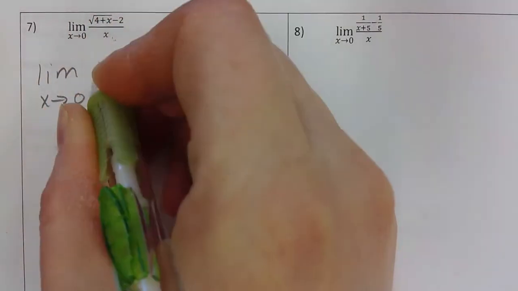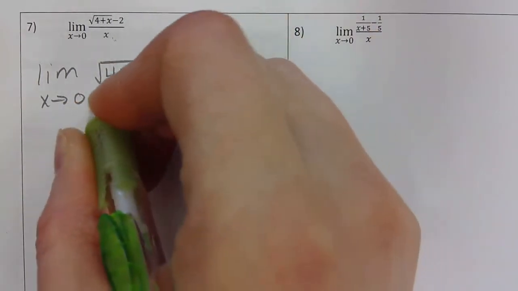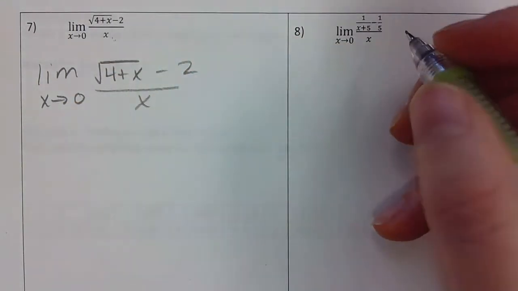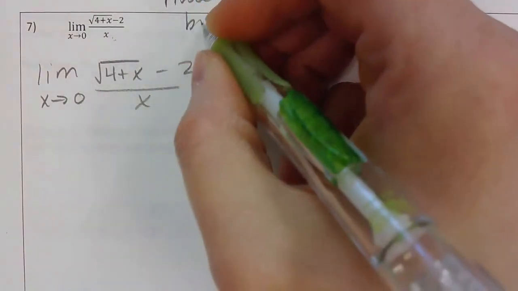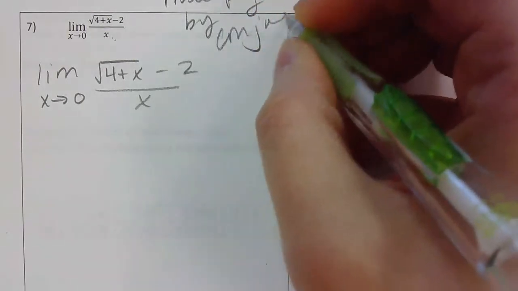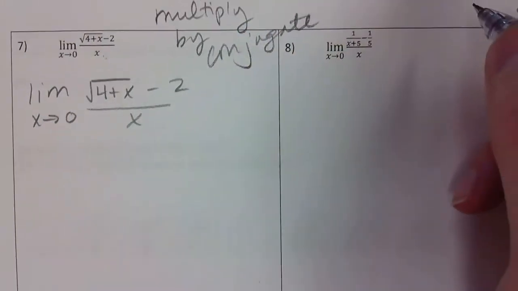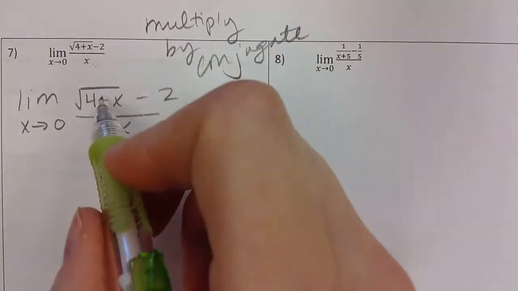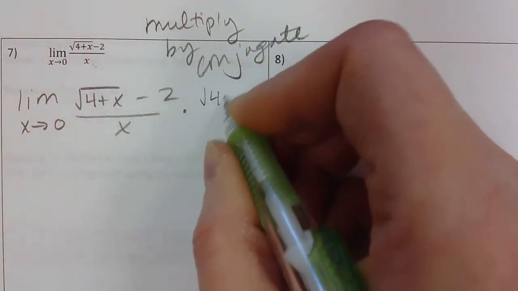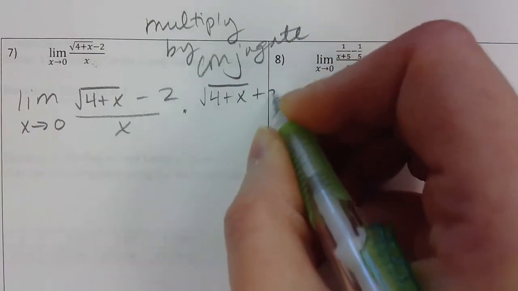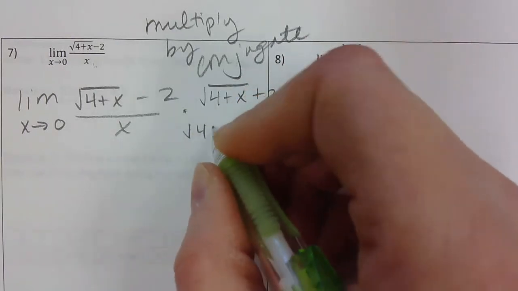And I'm going to multiply the top and bottom by the conjugate. So what I'm basically doing is I'm going to be like rationalizing the numerator instead. So I'm going to write multiply by conjugate. So we are basically rationalizing the numerator. So this is another strategy we can have. So because I have the square root minus 2, I'm going to multiply by that square root plus 2 on the top and bottom.